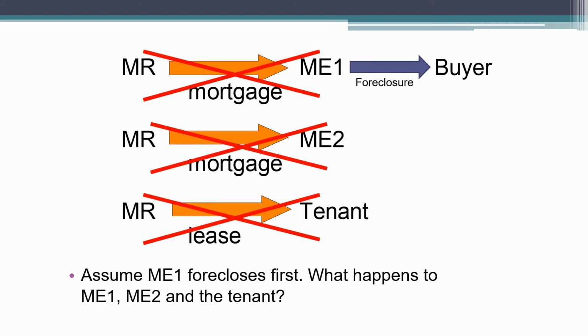Likewise, the tenant's interest is wiped off the title to the land, and the tenant will have to vacate and, in effect, have their lease terminated because they were subordinate to the mortgage being foreclosed. So the buyer gets the title to the real estate with all of the mortgages and the lease removed from it.